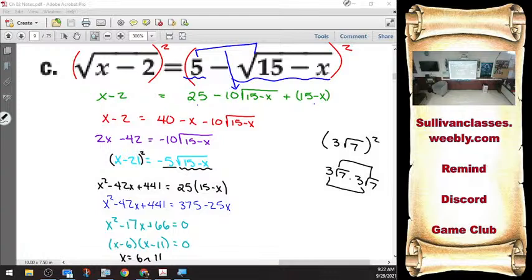6 minus 2, 4, square root of 4, 2, 7, 5, 6, 9, 3, 5 minus 3, 2, check. 11, 2, 9, 3, 5, 5, 4, 5 minus 2, 3. Yeah, they both work. Cool.